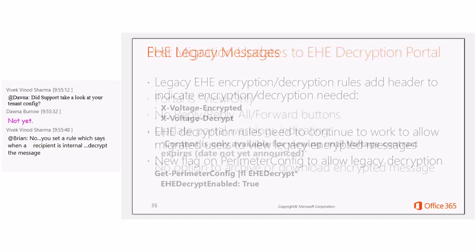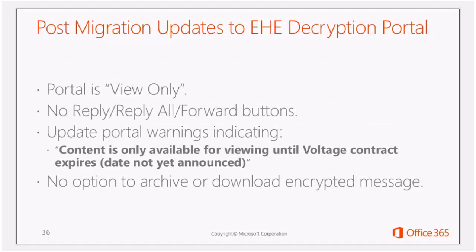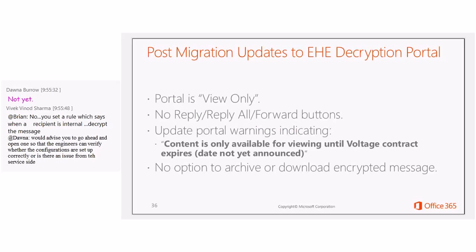All right. Now, important things that you may want to communicate to your users if they have any old EHE encrypted messages is that once the transition has been made, the portal is going to be view only. In other words, you're not going to be able to reply or forward. Any of those buttons are going to be gone. That's by design. You'll get an updated portal warning letting you know that the content is only going to be available until the Voltage contract expires. And unfortunately, there's no option to either archive or download the encrypted messages. So that's something you want to make sure your users are aware of.